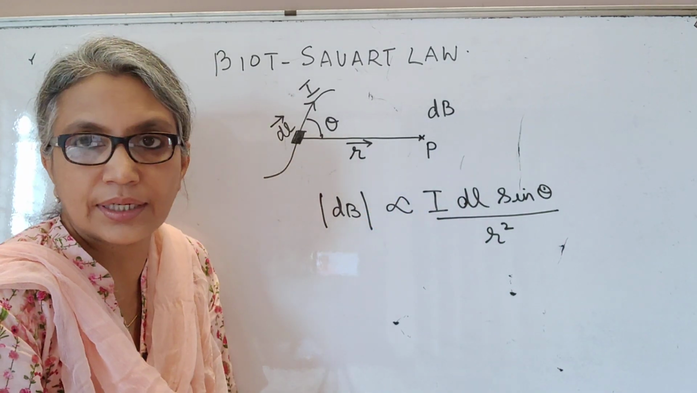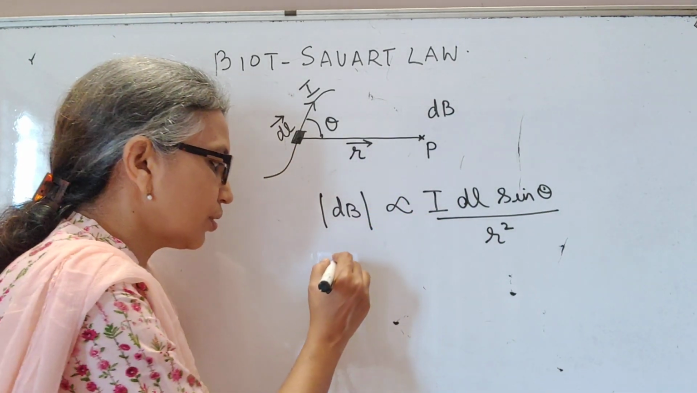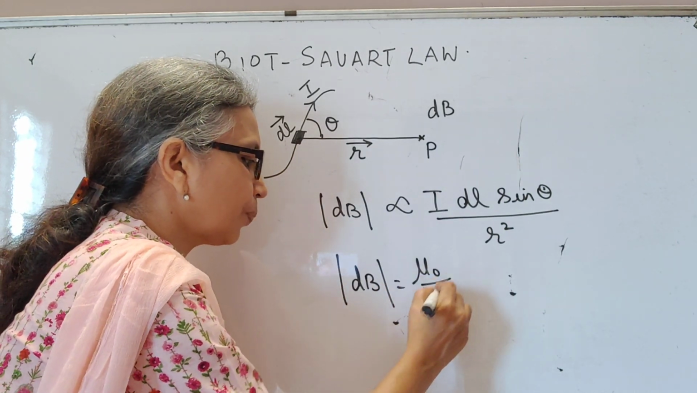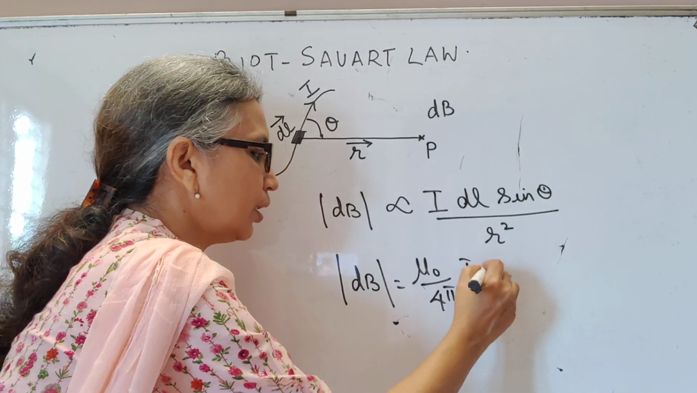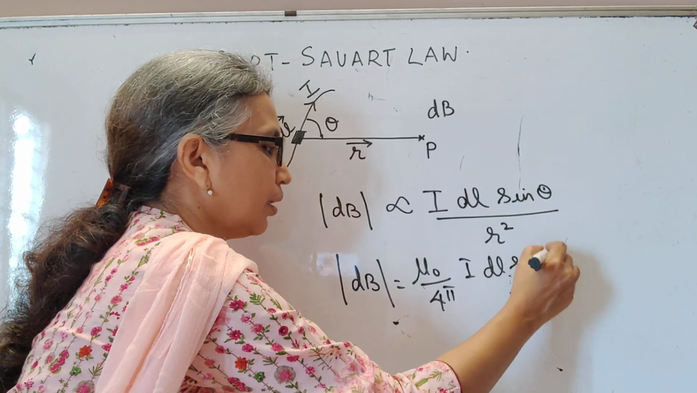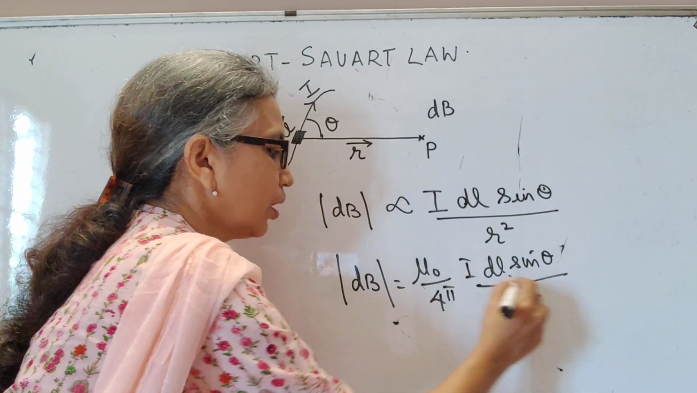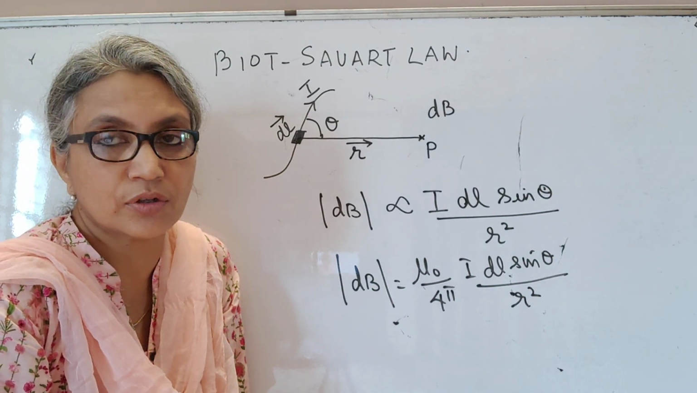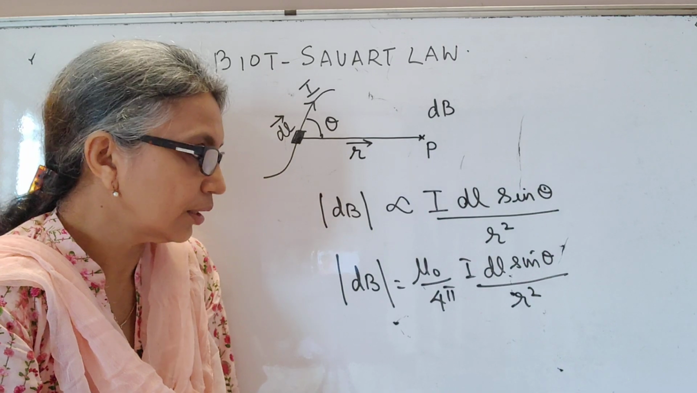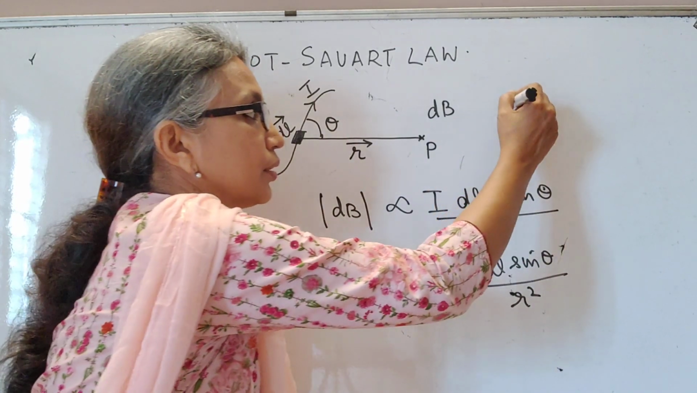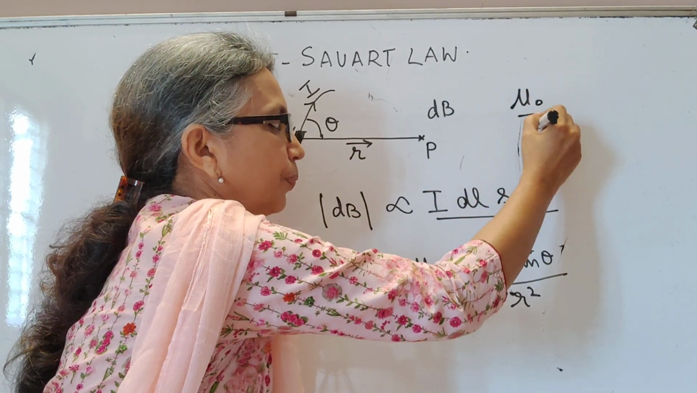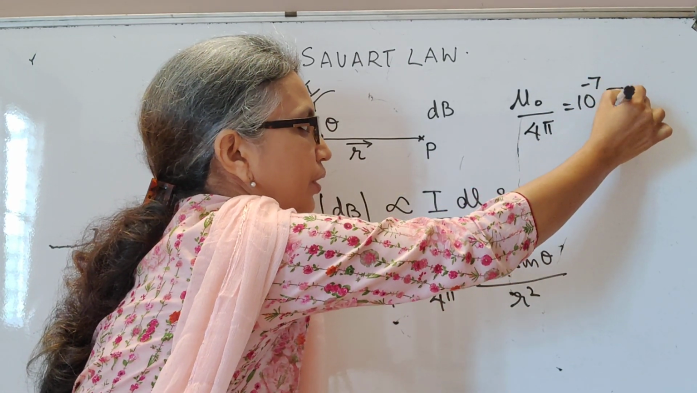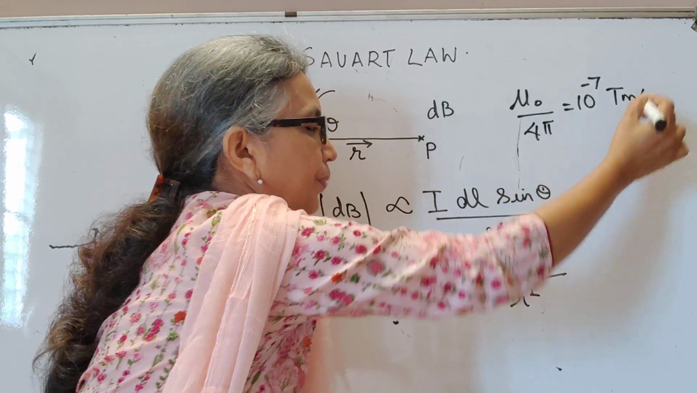Now this proportionality sign can be replaced with a proportionality constant. So dB is equal to mu 0 by 4 pi I dl sine theta by r square. Now the constant of proportionality in electrostatics was 1 by 4 pi epsilon 0, 9 into 10 raised to 9. In this case, mu 0 by 4 pi is equal to 10 raised to minus 7 Tesla meter by ampere.